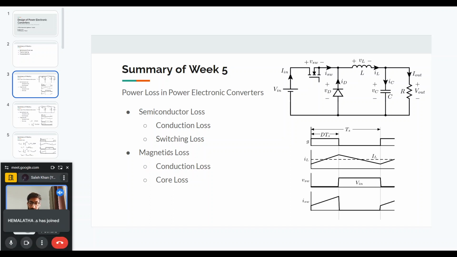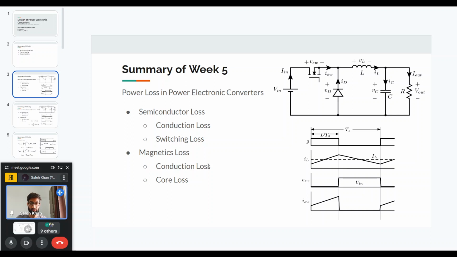In terms of the magnetics, similar to the semiconductors, there's a conduction loss, which is due to the parasitic resistance of the inductance or the transformer. So, for example, here this inductor will have some equivalent series resistance, the ESR, and that would lead to some power loss as some current flows through this inductor.